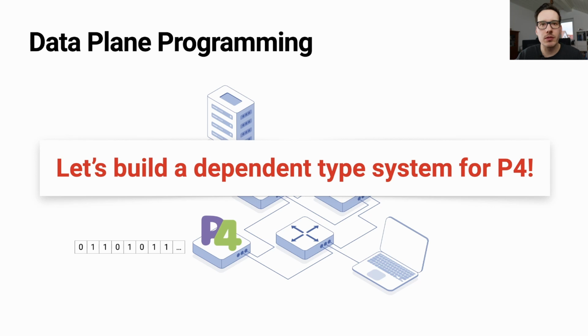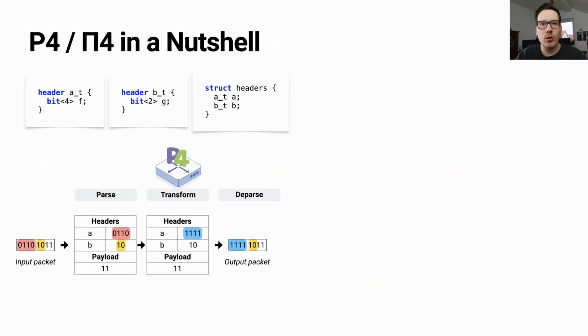Let's have a look at some of the central features of P4 and how our type system supports them. The central abstraction of the P4 language are so-called header types. They describe the structure of network packet headers, and every possible packet header a program should operate on, so-called header instances, must be declared upfront.